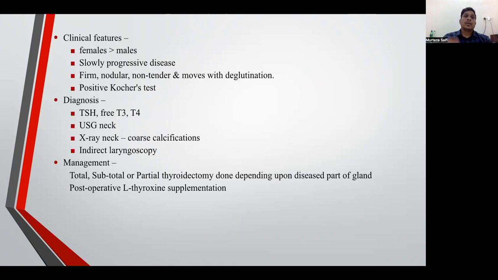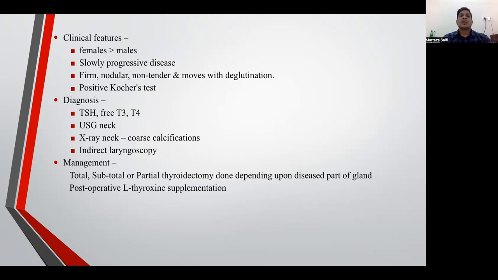Now, clinical features. It is more common in females than males. Slowly progressive disease. Firm, nodular, non-tender, and moves with deglutition. So the Kocher test is there, which is positive. Then diagnosis is by T3, T4, and TSH levels. In hypothyroid, the TSH level increases. In hyperthyroid, the TSH level reduces.